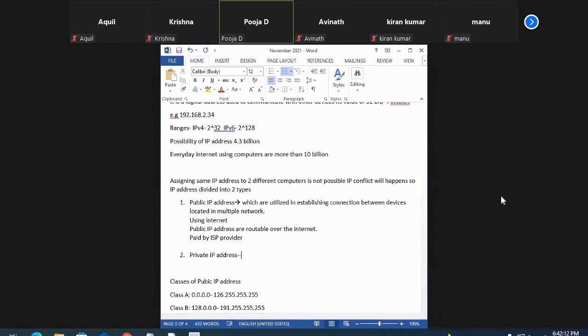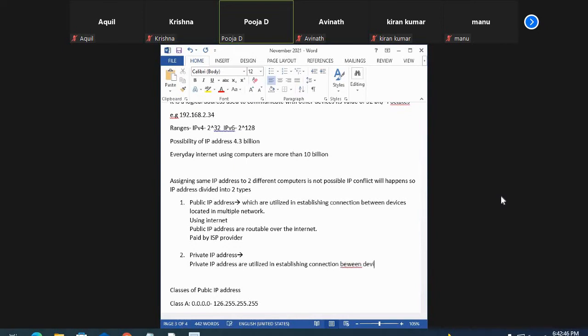Now we will take the private IP address. Okay, private IP addresses are utilized in establishing connection between devices within a single network.